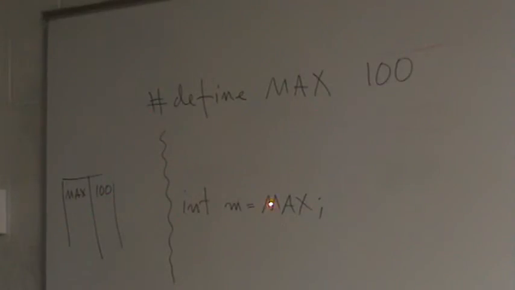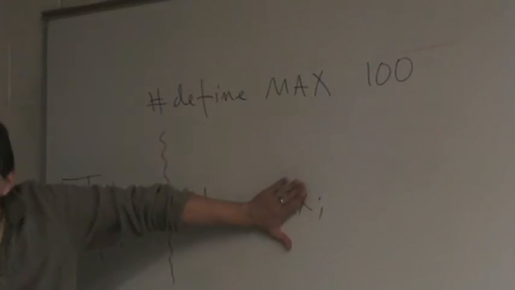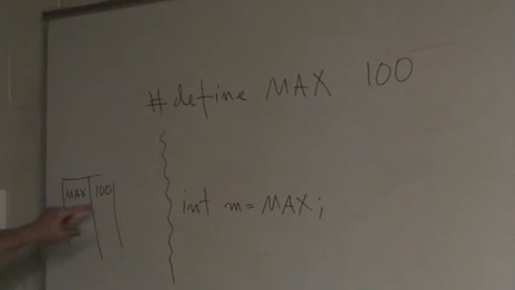Oh, I remember this. That's defined to be 100. Erases it, puts 100. No more pound defines, no more pounds. Continue. It will hand off to the compiler. This is gone, this is gone, this is gone, this is gone, replaced by 100. Okay. So that's an example of a preprocessor directive.